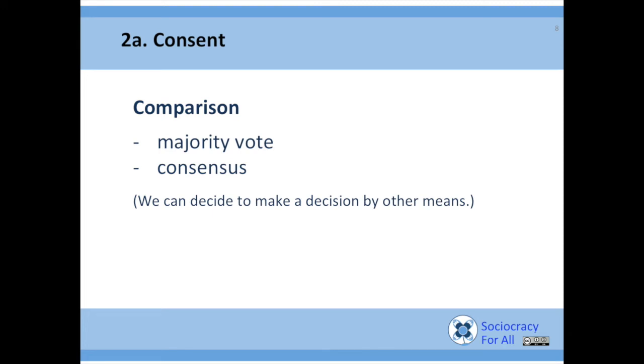We can decide to make a decision by other means. We can decide by consent to vote. To be honest, I've never seen that happen. We could decide it, because by consent we can decide anything. I would have to come up with scenarios and really think hard whether that would even make sense.